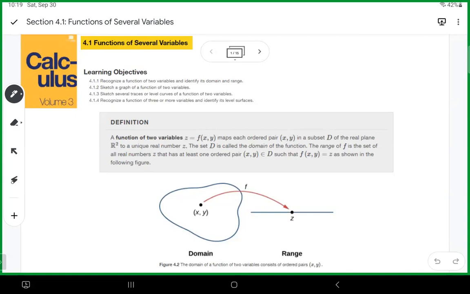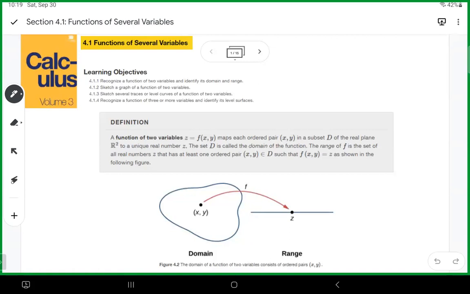So we're going to go over functions of several variables first. So our learning objectives: recognize a function of two variables and identify its domain and range. Sketch a graph of a function of two variables. Sketch several traces of level curves of a function of two variables, and recognize a function of three or more variables and identify its level surfaces.